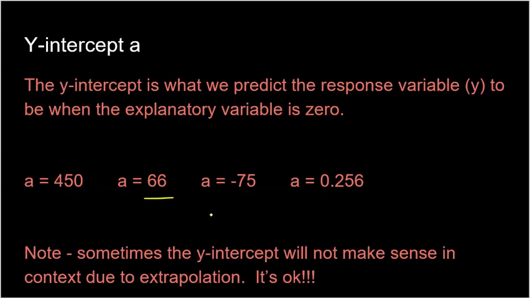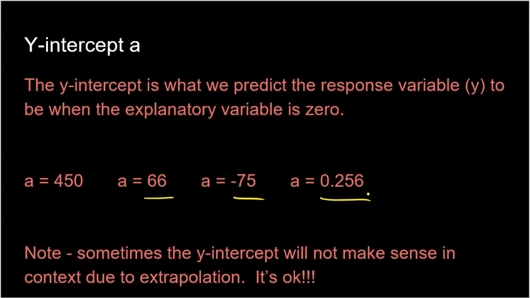If it's 66, I would say, well, if my explanatory variable is 0, I would predict the y to be 66. It can even be negative. If the explanatory variable is 0, I would predict the response variable to be -75 units. Even if it's a decimal, doesn't matter. If the explanatory variable is 0, I would predict the response variable to be 2.56 units.